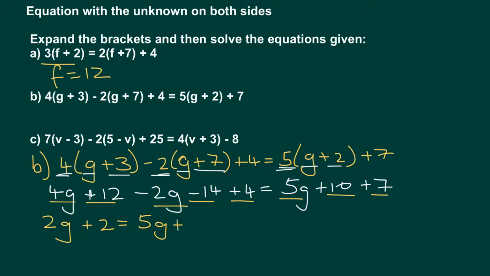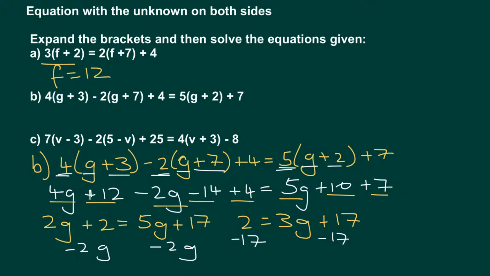simply 5g plus 17. Then we get rid of the minus 2g on both sides, leaving us with 2 is equal to 5g minus 2g is 3g plus 17. Then we get rid of the 17 on both sides. So minus 17 minus 17 gives us minus 15 on the left-hand side, and then 3g on the right-hand side. Then we get rid of the 3 on both sides, and we have g is equal to negative 15 divided by 3, which is negative 5. So g equals negative 5 is the solution for part B.